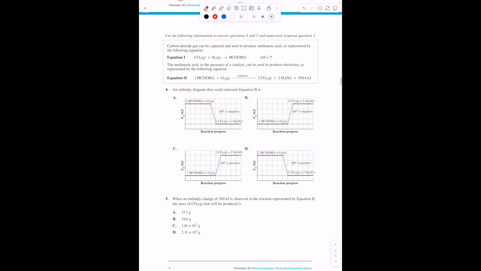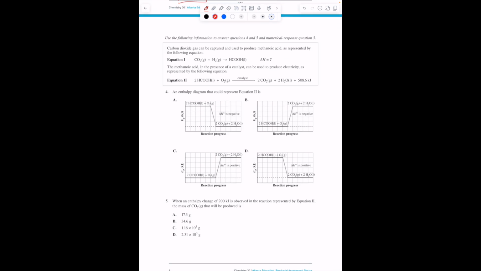Okay, next question. So I can see that I'm going to use this information for the next 3 questions. I see an equation 1 here. I bet you they're going to make me do Hess's law to solve that at some point. I got another equation here. Okay, an enthalpy diagram that could represent equation 2. So I'm focused on this one.